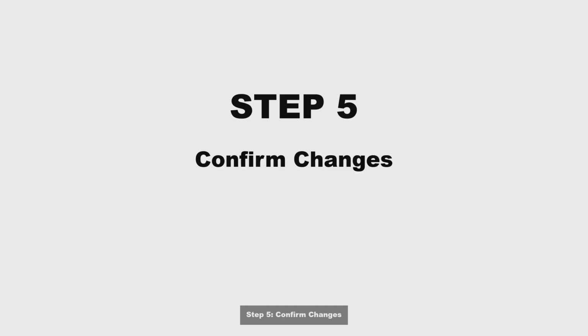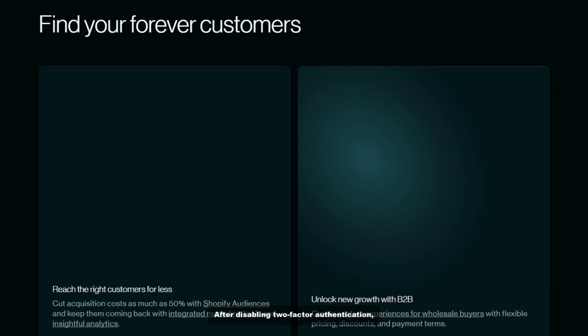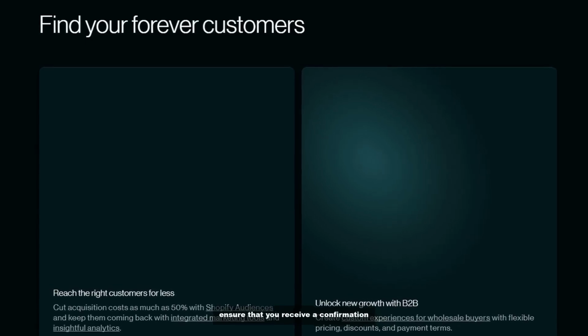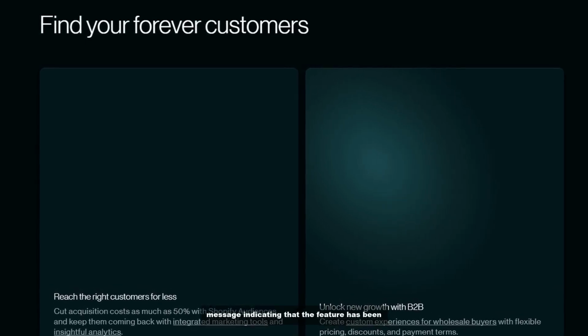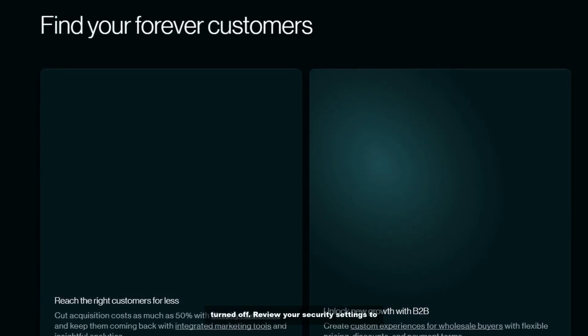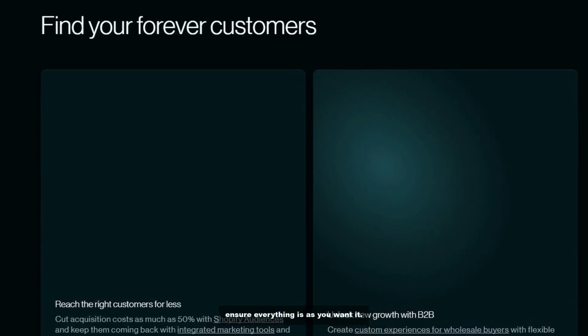Step 5. Confirm changes. After disabling two-factor authentication, ensure that you receive a confirmation message indicating that the feature has been turned off. Review your security settings to ensure everything is as you want.